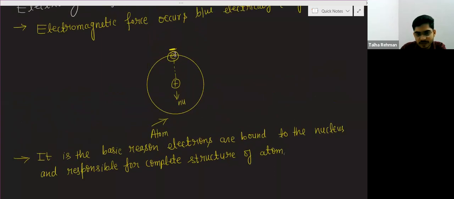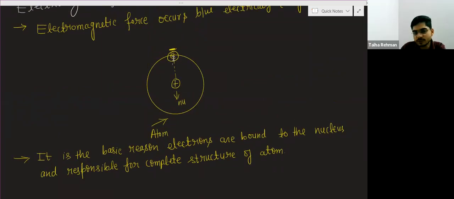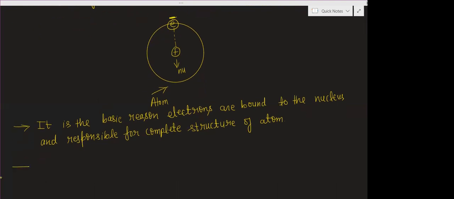Okay, so basically this is the electron, this is the nucleus. This nucleus will try to attract this, because this is negative charge, this is positive charge. So this nucleus is trying to bind this electron. Due to the electromagnetic force, this electron is bound in the atom. Electromagnetic force is a combination of electric and magnetic force.